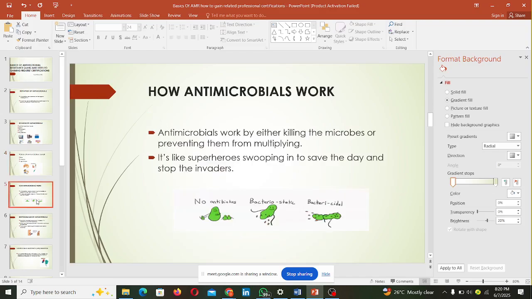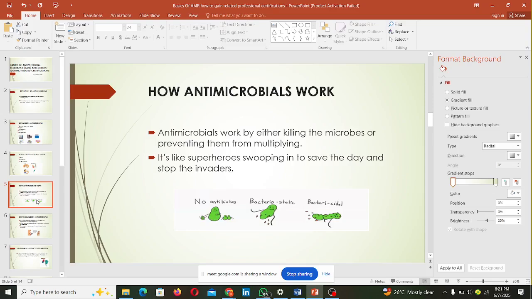So next slide. So then how do these antimicrobials work? How exactly do they work? We need to ask ourselves that question. We have antimicrobials. How exactly do they work? Antimicrobials work by either killing the microbes or preventing them from multiplying. Okay? So that's how antimicrobials work. Or we can also call it antibiotics, which targets bacteria. That's how they work. They kill the microbe or prevent it from multiplying. If they can't kill it, they prevent it from multiplying.